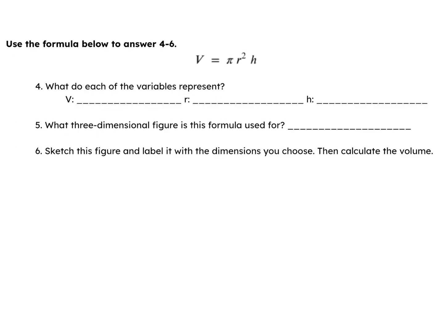Okay, moving on to using the formula below to answer questions 4 to 6. What do each of the variables represent? So looking like we have a capital V again. Remember the capital V stands for volume. Then we have pi, which we can estimate as 3.14, or we can use the pi key. But the next variable is r, and that stands for the radius.